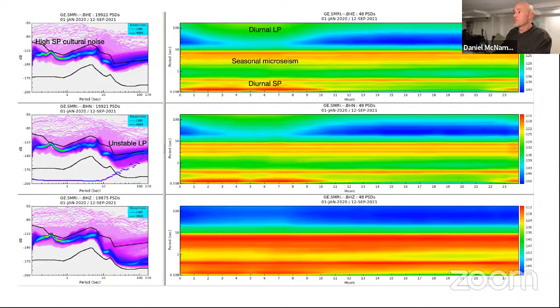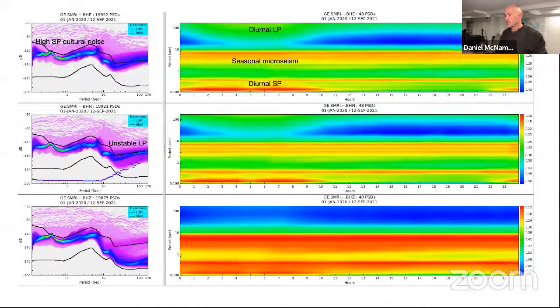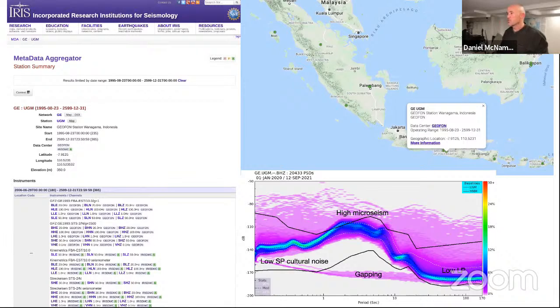Okay, moving forward again. The next station, UGM. We looked at, this one is again very similar. Now this has lower short period cultural noise. So this station is really good. It must be located away from a city or away from a road. It has nice low cultural noise levels. Microseism is quite high, as you would expect near the ocean. But then at long periods, you also see quite a low level, at least on the vertical component.